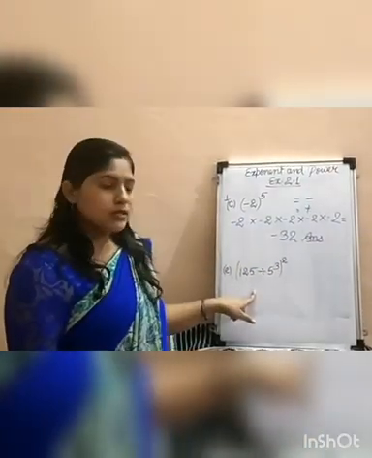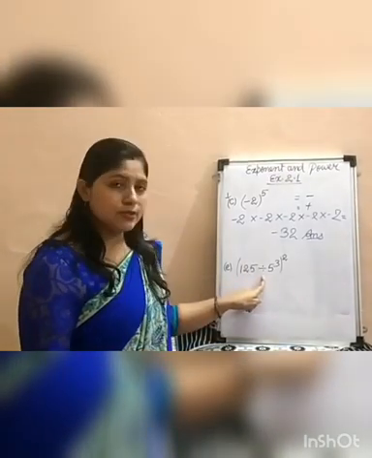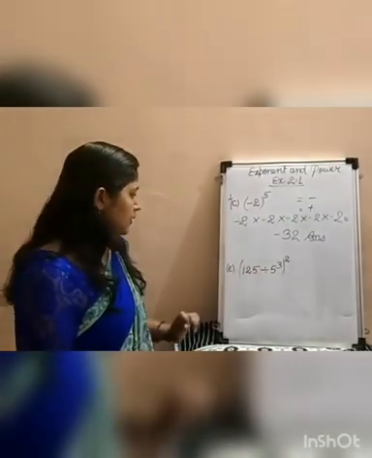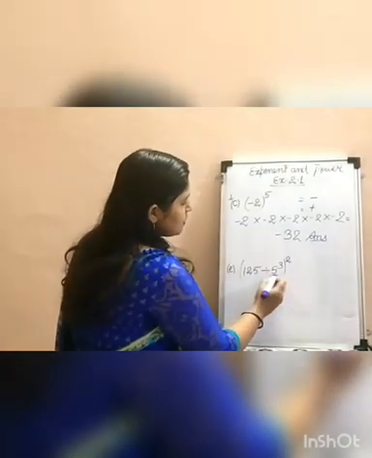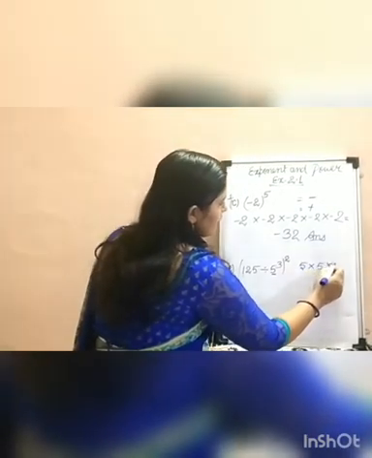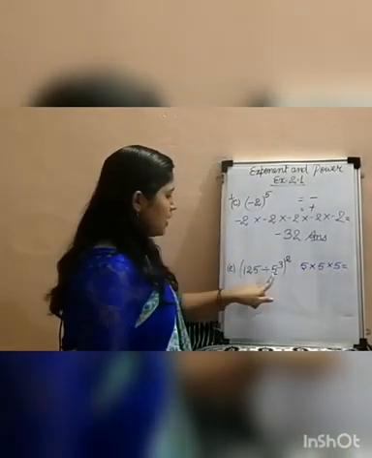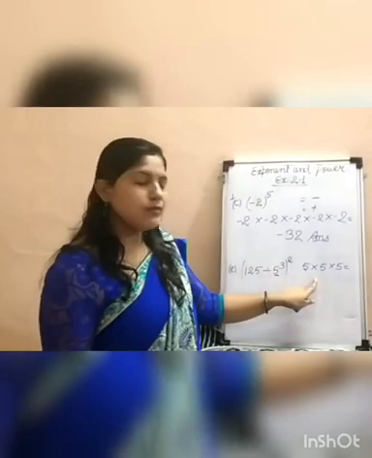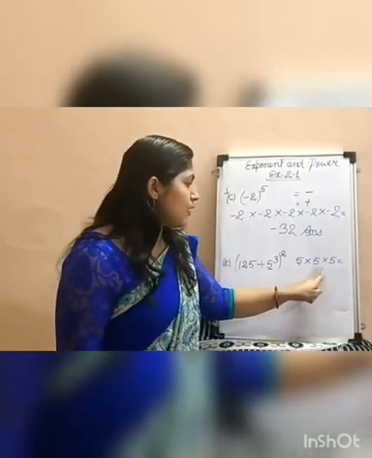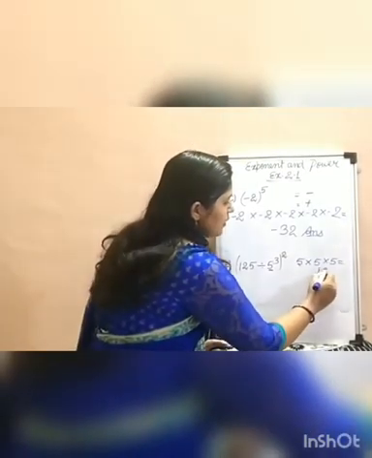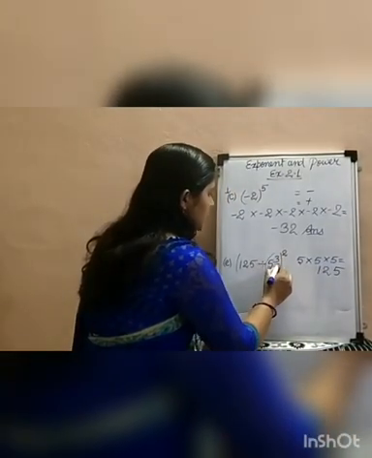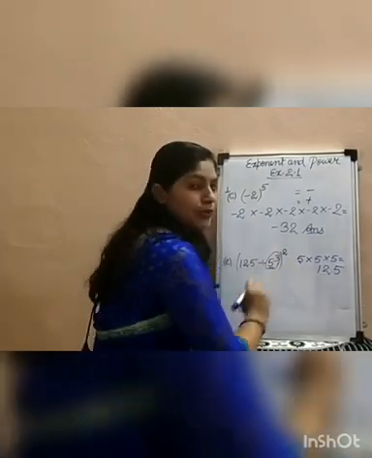Now the next one is 125 divided by 5 to the power 3 whole square. So 5 to the power 3 means 5 into 5 into 5. 5 5s are 25 and 25 5s are 125. It means this value will be 125.